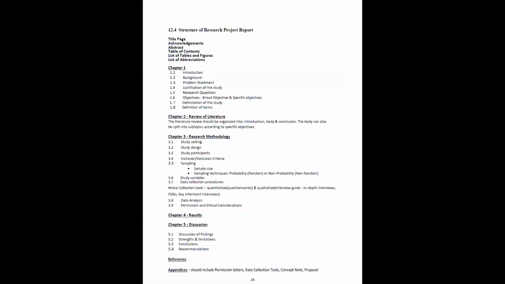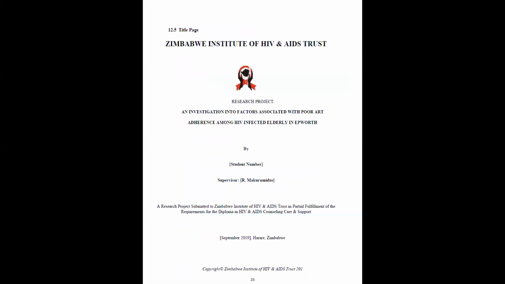Then the last page is your title page, and that's an example of a title page, which you put in front of your research before you do your spiral binding. I'm not going into the detail of this, but it's just a simple thing here, which is there in your module.